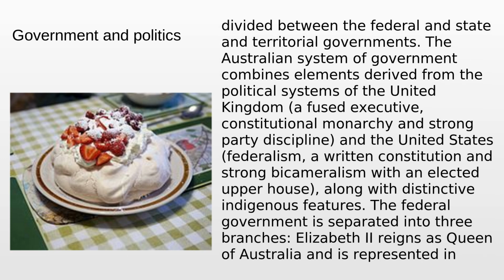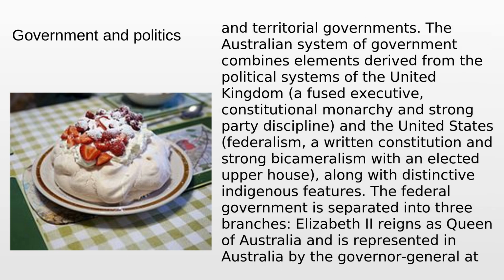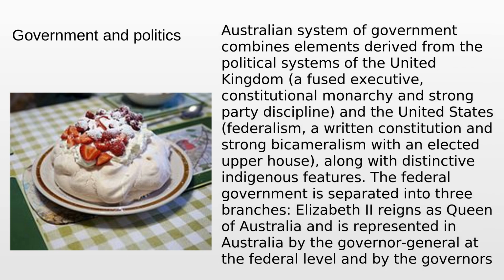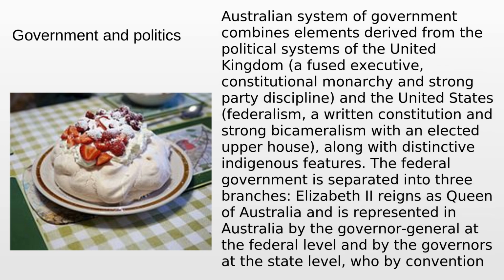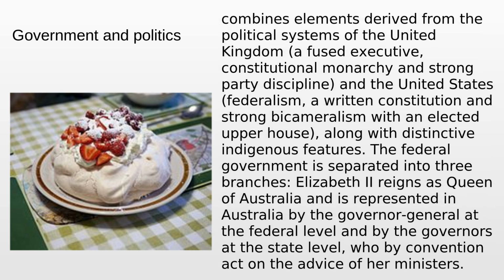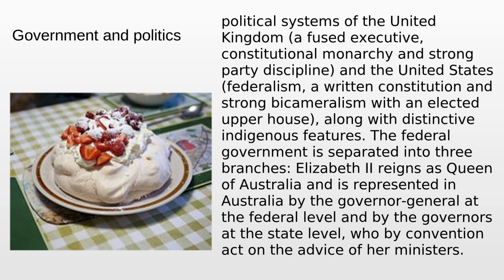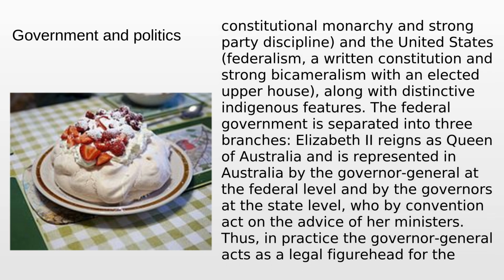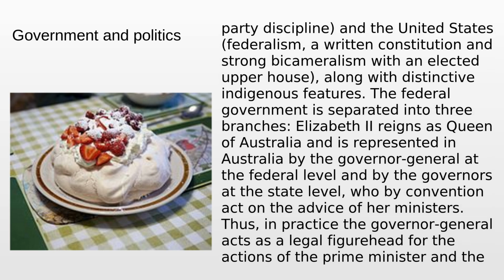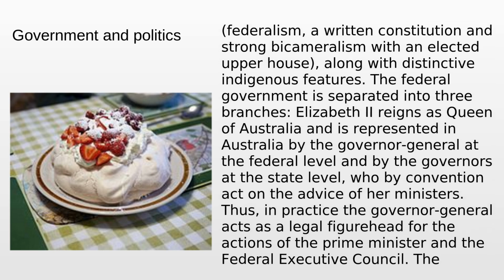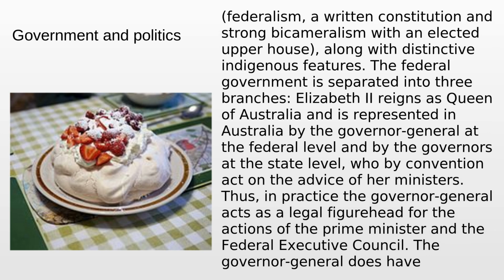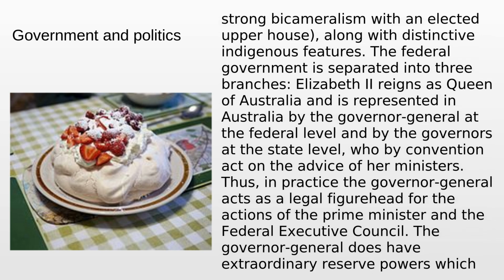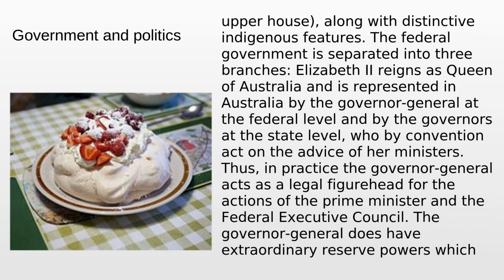The Australian system of government combines elements derived from the political systems of the United Kingdom, a fused executive, constitutional monarchy and strong party discipline, and the United States, federalism, a written constitution and strong bicameralism with an elected upper house, along with distinctive indigenous features. The federal government is separated into three branches.